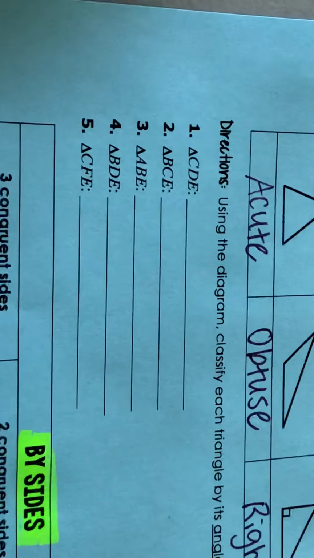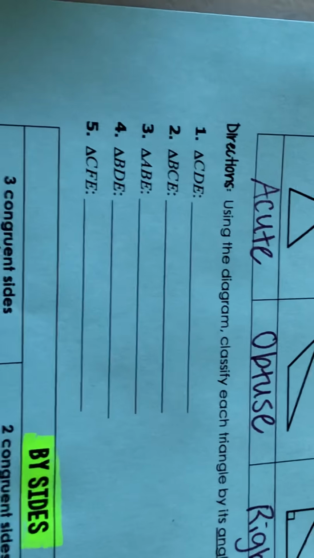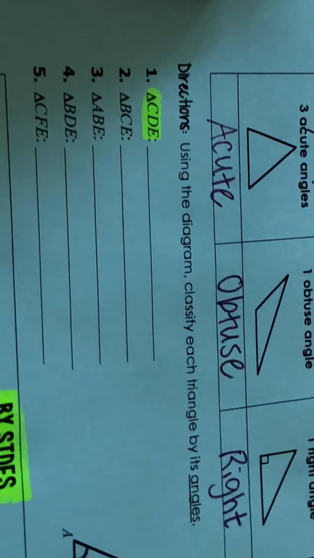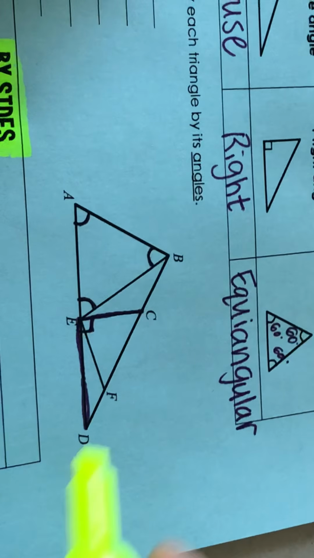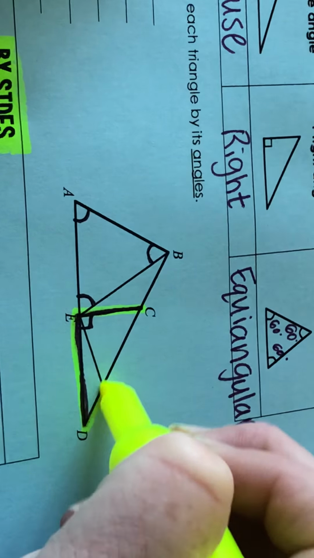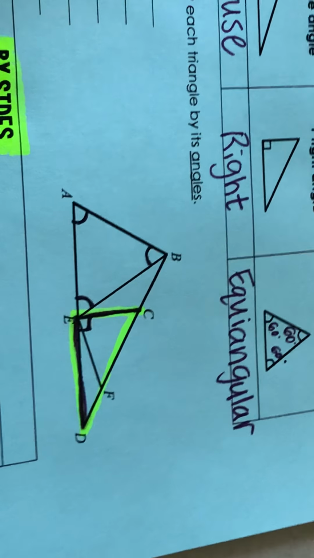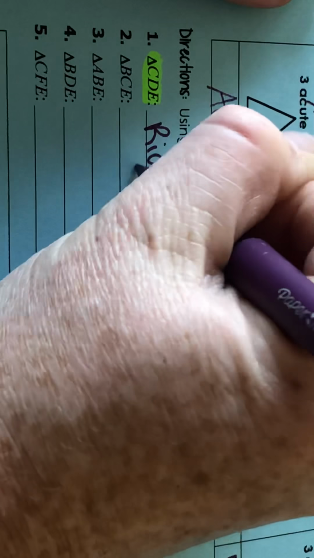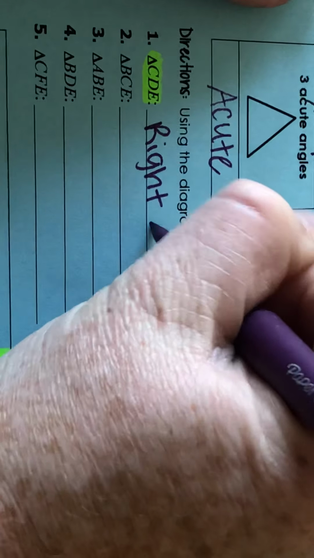So let's look at the triangles these questions are talking about. Triangle CDE has 1 right angle, so that's going to be a right triangle. You can write out the word triangle if you want. A right triangle.